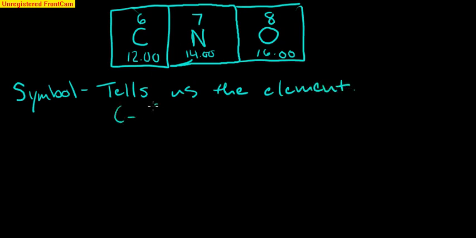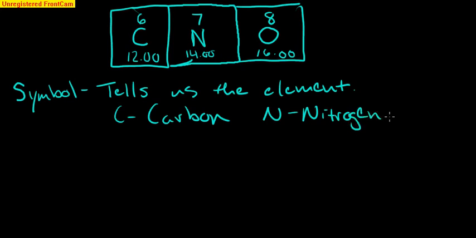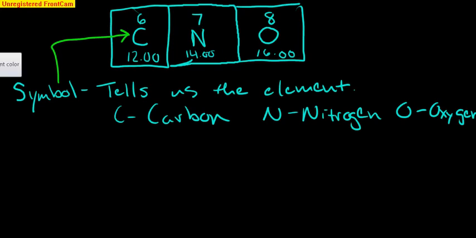So C is carbon. N is nitrogen. And O is oxygen. All right. And the way I got that symbol is right here. This is considered the symbol. That big letter on all three of them. So the C, the N, and the O. Okay. Hopefully that should just be a review. If not, no big deal.